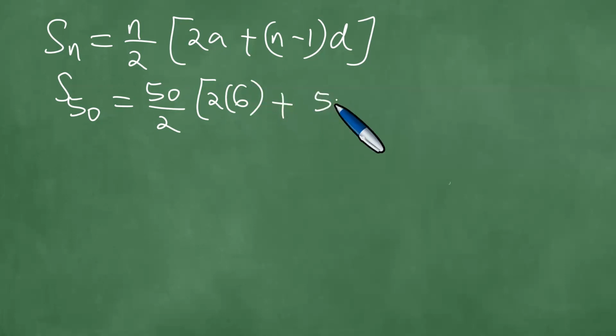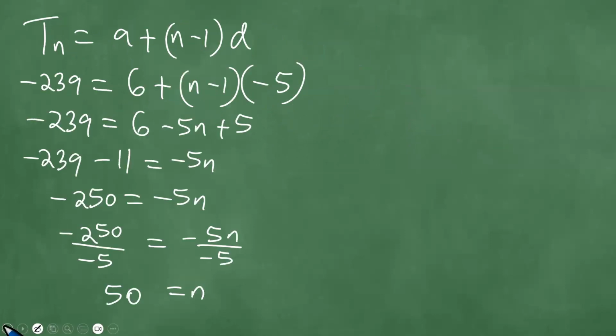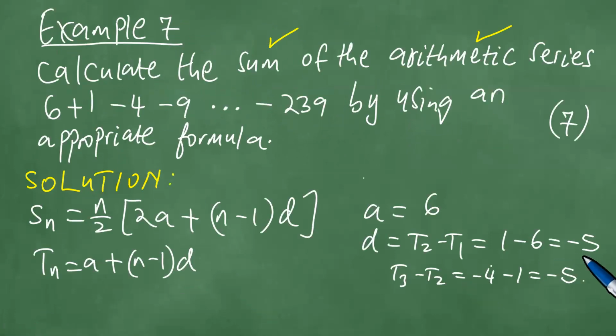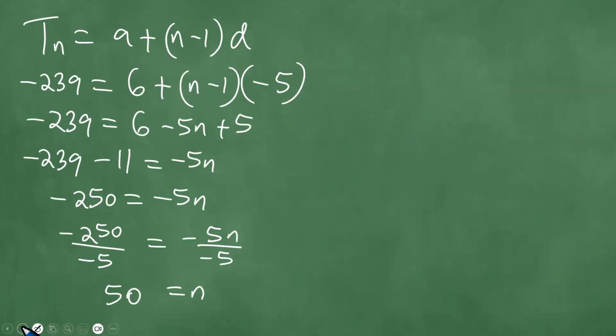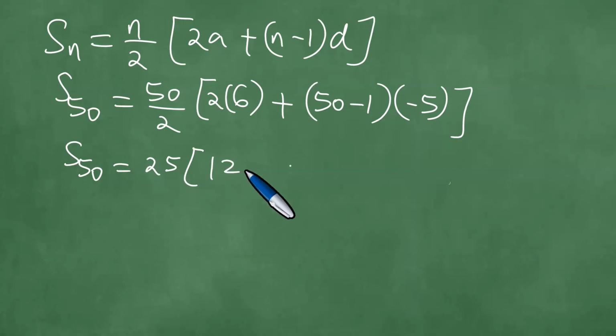Which means it is 50 minus 1, and negative 5, the common difference. Did you get the common difference to be minus 5? Let's check, just in case we forgot. Yes, we got it to be minus 5. So now we just need to simplify these things. So which means we have S sub 50. This one is 25, into this is 12.